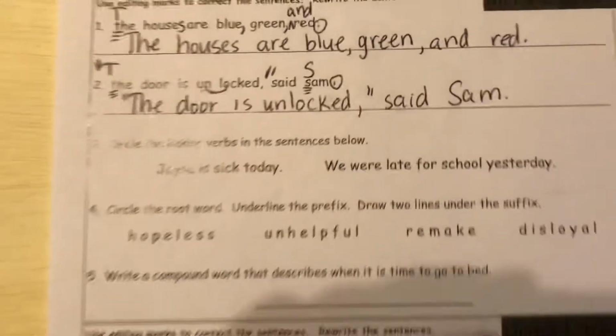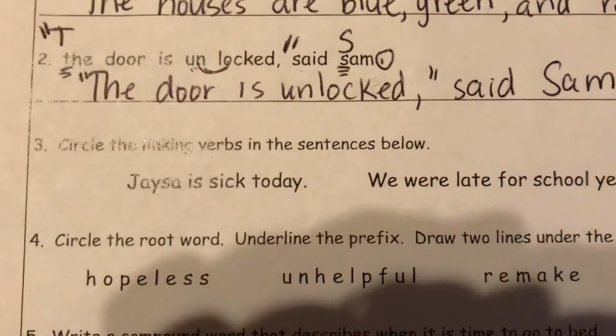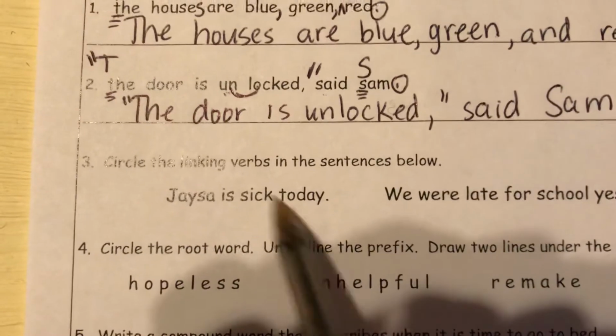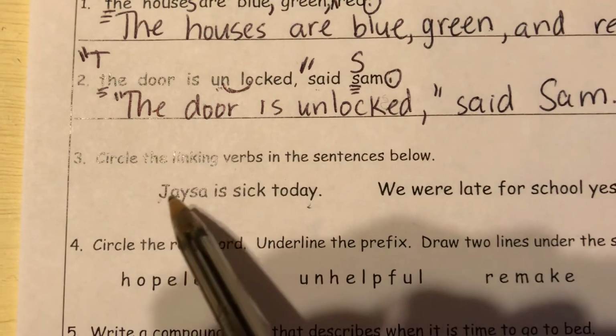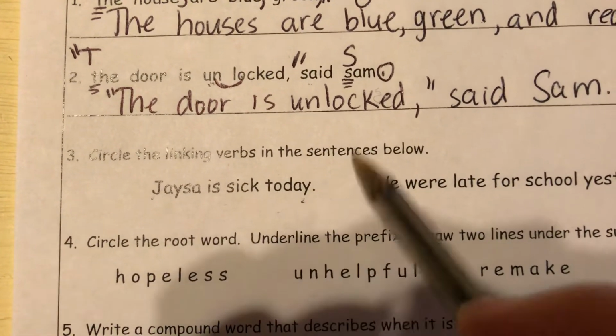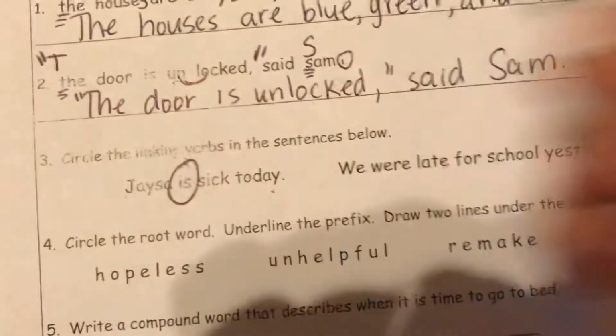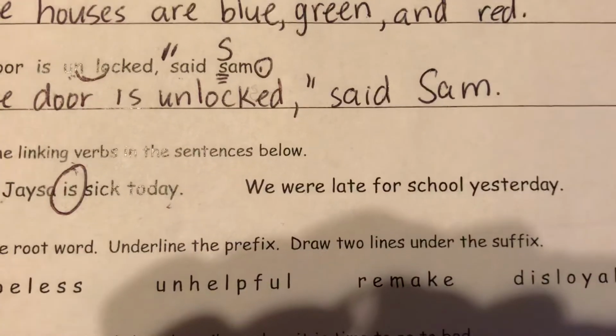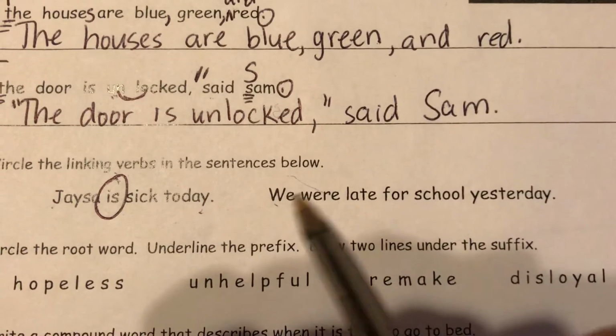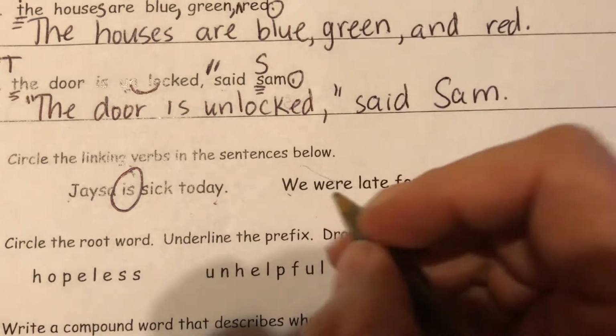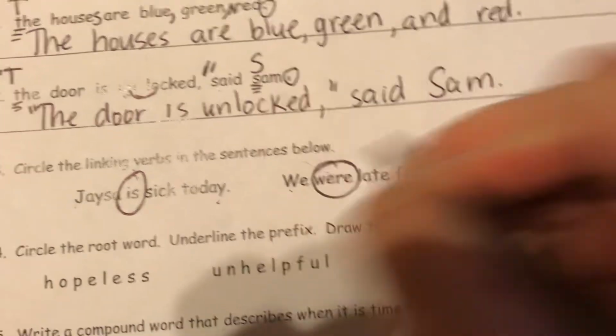Okay, number 3, circle the linking verb in the sentence below. Remember, it's going to link the subject to the rest of the sentence. So Jasa is sick today. So my linking verb is is. And we were late for school yesterday. So my subject is we and the rest of the sentence is late for school. My linking verb is were.